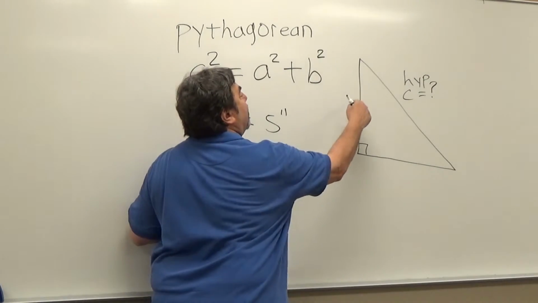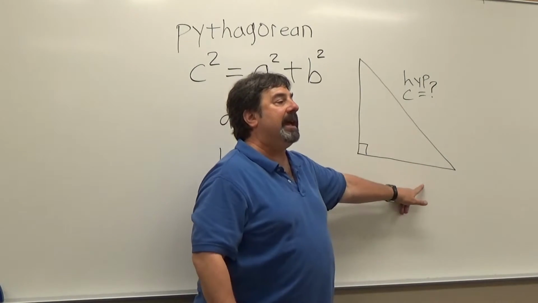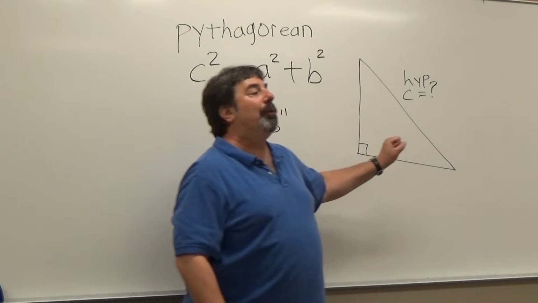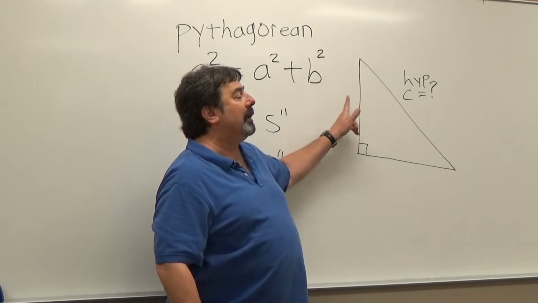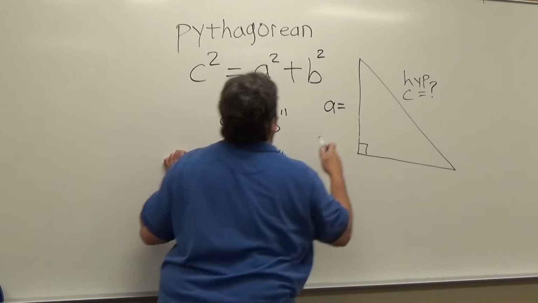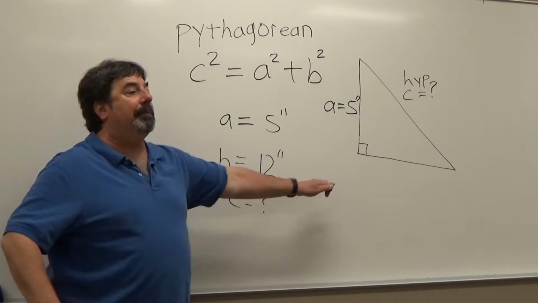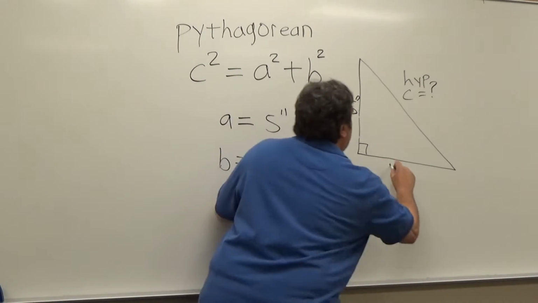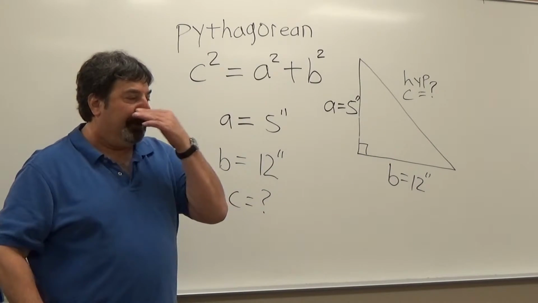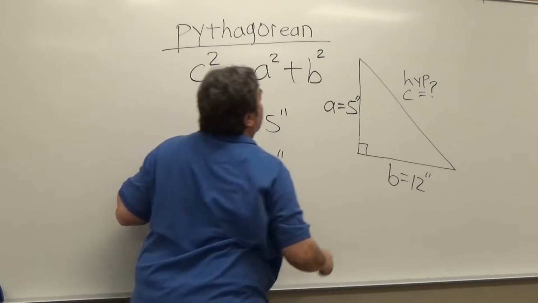Now, I can label this as lowercase a and this is lowercase b, or I can label this B and this A. That doesn't matter, but the hypotenuse must be C, and once I pick a side to be a certain label, I have to stick with it all the way through. So if I say that this is side A right here, and it's 5 inches, and this side down below here is side B, and that is 12 inches long, to find C, the hypotenuse, we are going to plug in to the Pythagorean theorem.